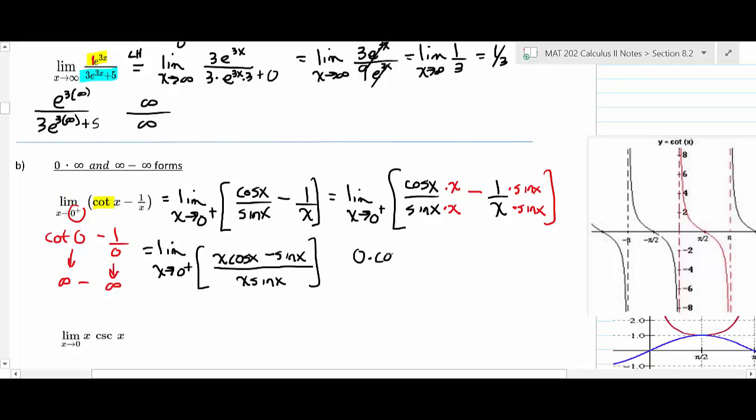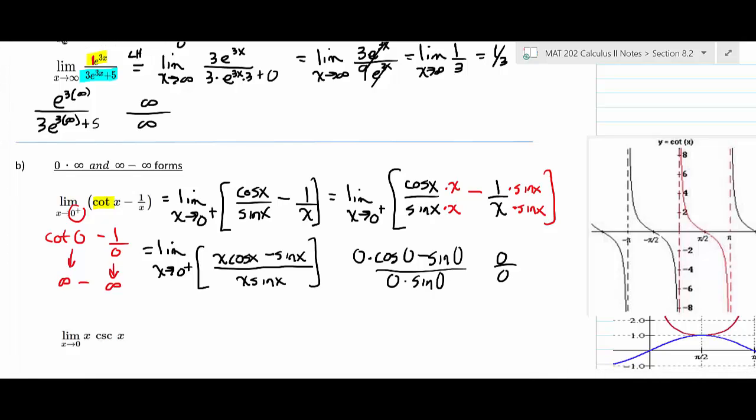If you did 0 times cosine of 0 minus sine of 0 over 0 times sine of 0, do you know what form you would have now? You have 0 over 0. Remember, when you have a fraction, you can either have 0 over 0 or infinity over infinity. So we do have a 0 over 0 form, right? If you do the arithmetic with that, that's what you have.